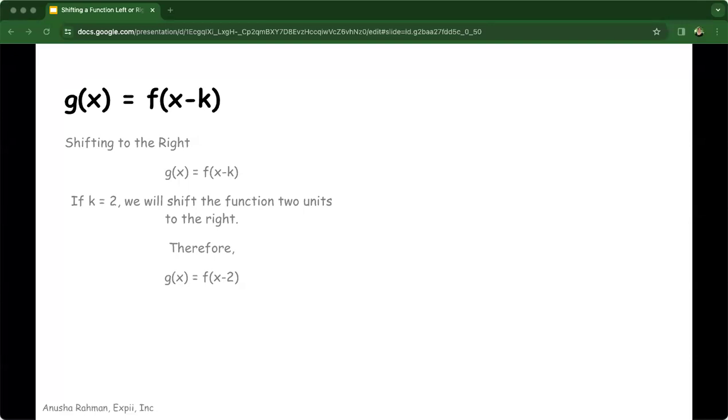So when we want to shift a function to the right, k is greater than 0. So if k equals 2, we will shift the function 2 units to the right. When we plug in k equals 2 into the function translation equation, we see that g of x is equal to f of x minus 2. This is a horizontal translation to the right.